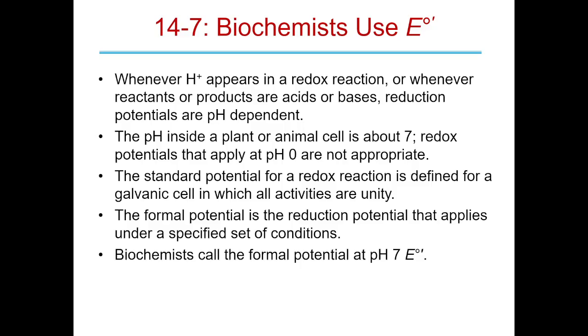The standard potential for a redox reaction is defined for a galvanic cell in which all activities are unity. Remember, that's the standard potential that we were looking at on all those tables: all activities are 1. The formal potential is the reduction potential that applies under a specific set of conditions. So the biochemistry version of the formal potential is at pH 7, which is denoted by E0 prime. So notice we have a modified standard. And what is that modified standard? Well, it's for the activities at pH 7, right?